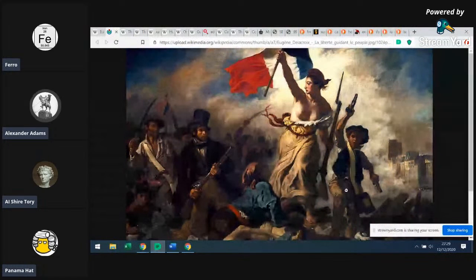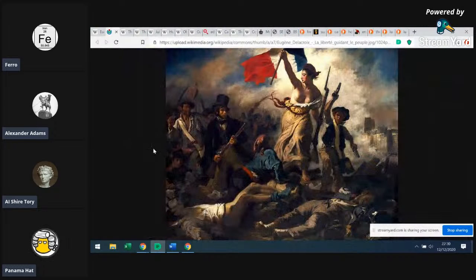What we're seeing here is the 1830 toppling of the Bourbon monarchy. The Bourbon monarchy had a white flag with yellow, I think. Did they have the bees also? It was the fleur-de-lis. Fleur-de-lis.